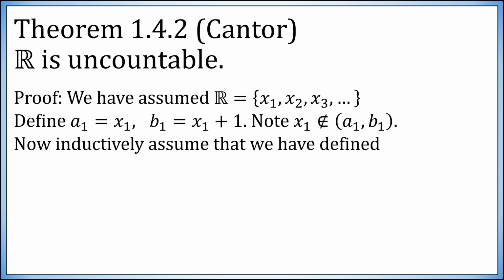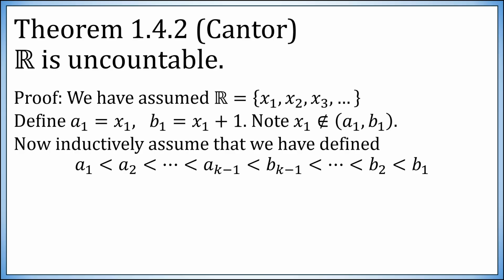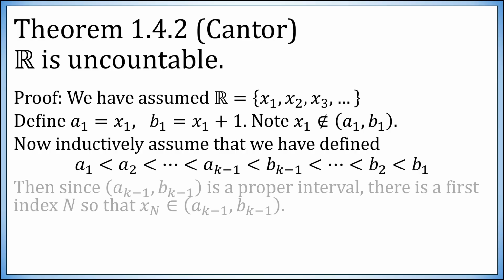Now we're going to make an inductive assumption. We're doing an inductive construction, so here's what we're going to assume we have done at every step. We've constructed a bunch of A's and B's, where the A's are getting bigger, the B's are getting smaller, but the A's are always smaller than the B's. Okay, we start off with just this being less than that. Let's assume we've constructed some A's going up and B's going down, but never actually crossing one another.